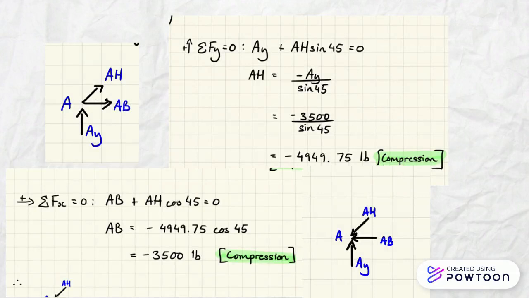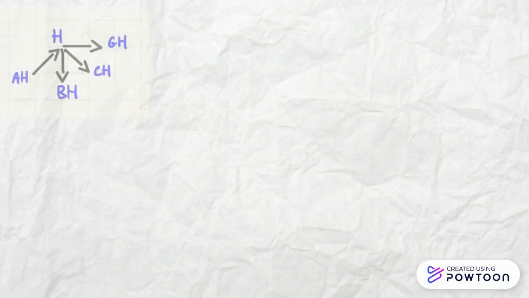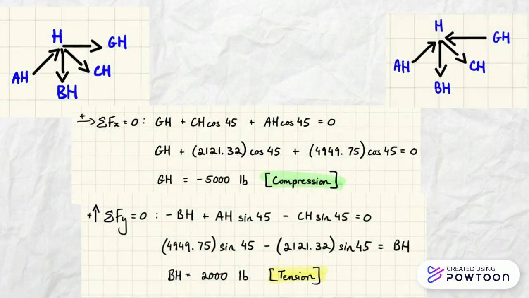Both of these values are found to be in compression, and therefore the second free body diagram with the correct sense is shown at the bottom of the screen. The next section shows the forces about joint H. The second free body diagram is shown to the right of the screen.